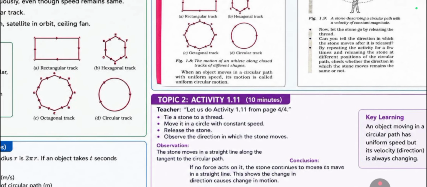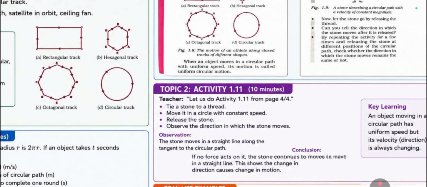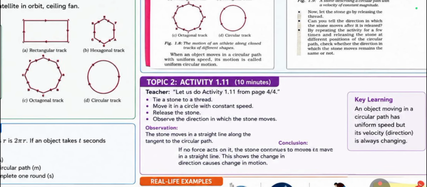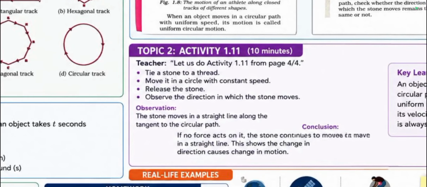Tie a stone on the thread, move it in a circle with constant speed, release the stone. Observe the direction in which the stone moves. Here we observe the stone moves in a straight line along the tangent to the circular path. If no force acts on it, the stone continues to move in a straight line. This shows the change in direction causes change in motion.